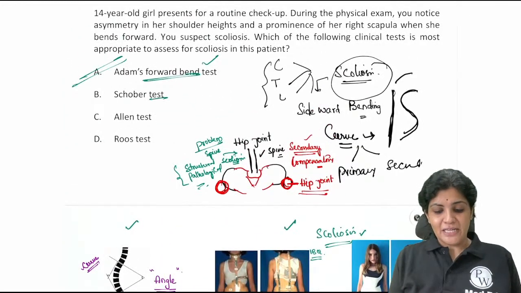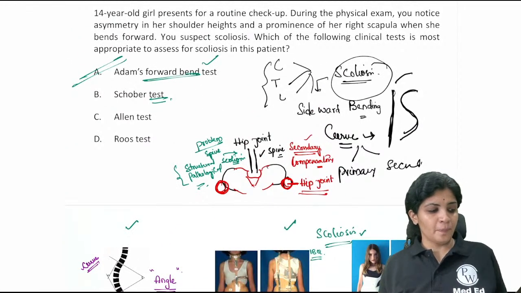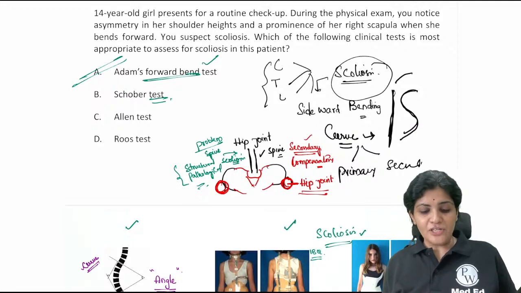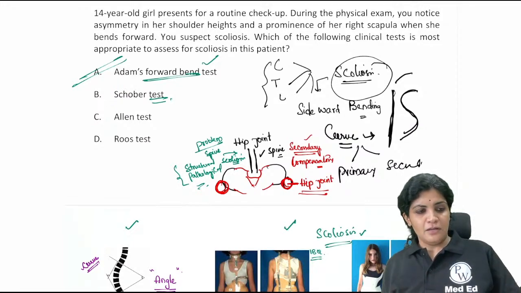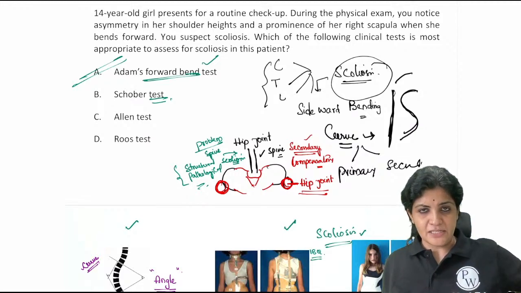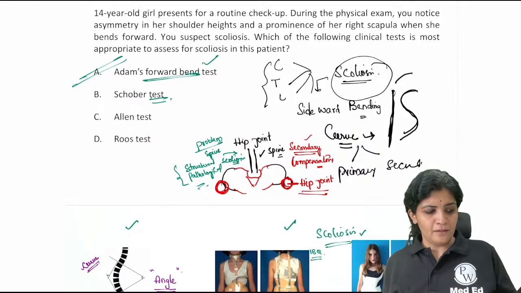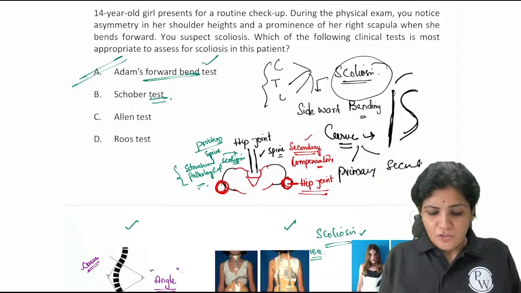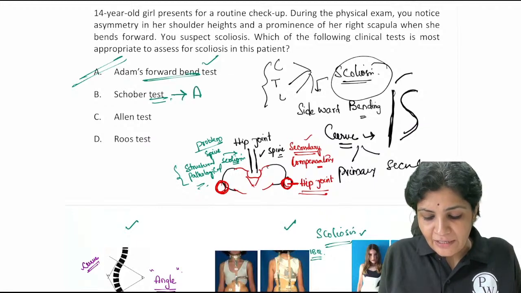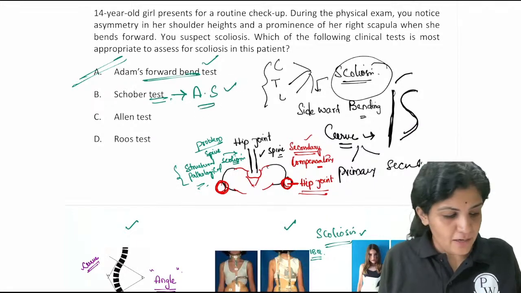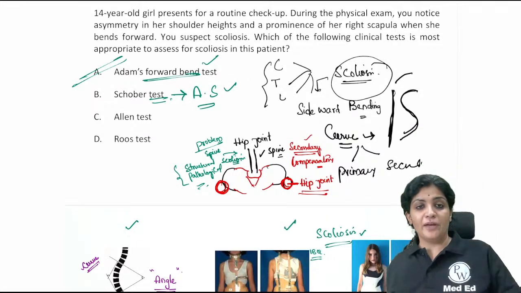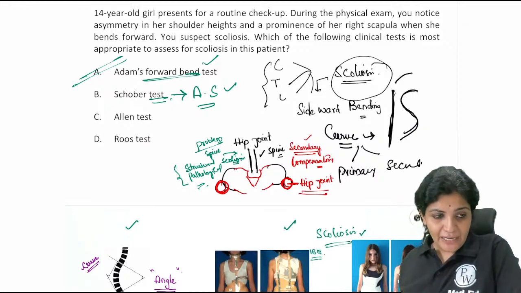Okay, what is Schober's test? In which condition do we use the Schober's test? So Schober's test we use in ankylosing spondylitis. So ankylosing spondylitis is the condition where we use the Schober's test. Yesterday we have dealt with it.